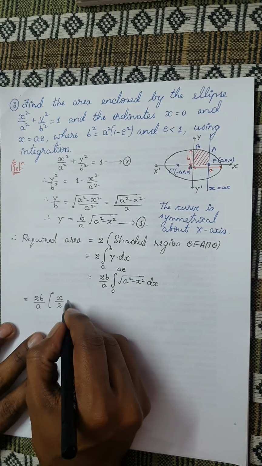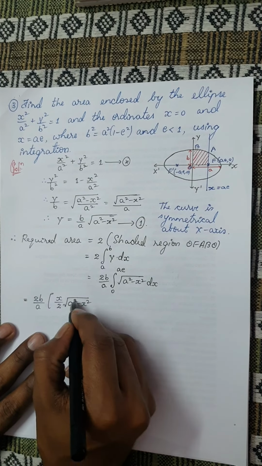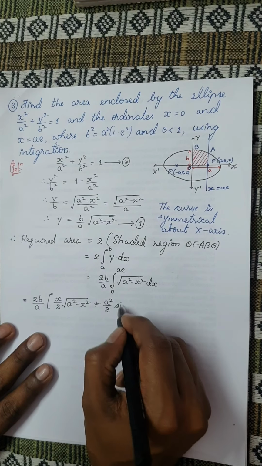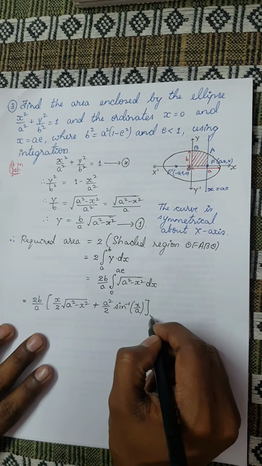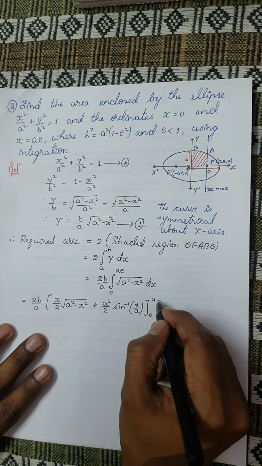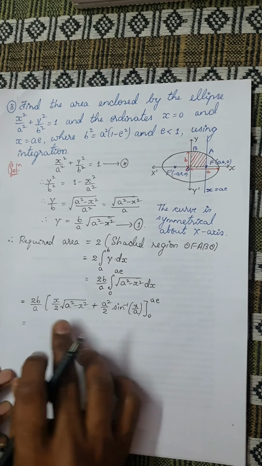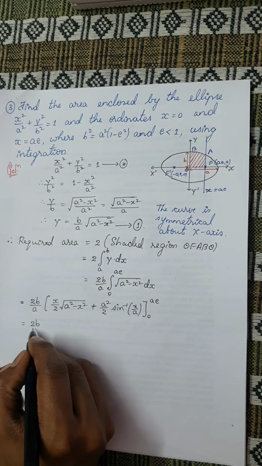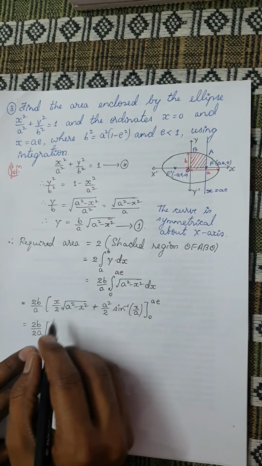x by 2 into root of a square minus x square, plus a square by 2 into sine inverse x by a, within the limit 0 to ae. Okay, please be careful. So this is nothing but, now remember in both the denominators I have 2. I'll take 2 common. I'll get 2b divided by 2a, into, let me apply the limit.